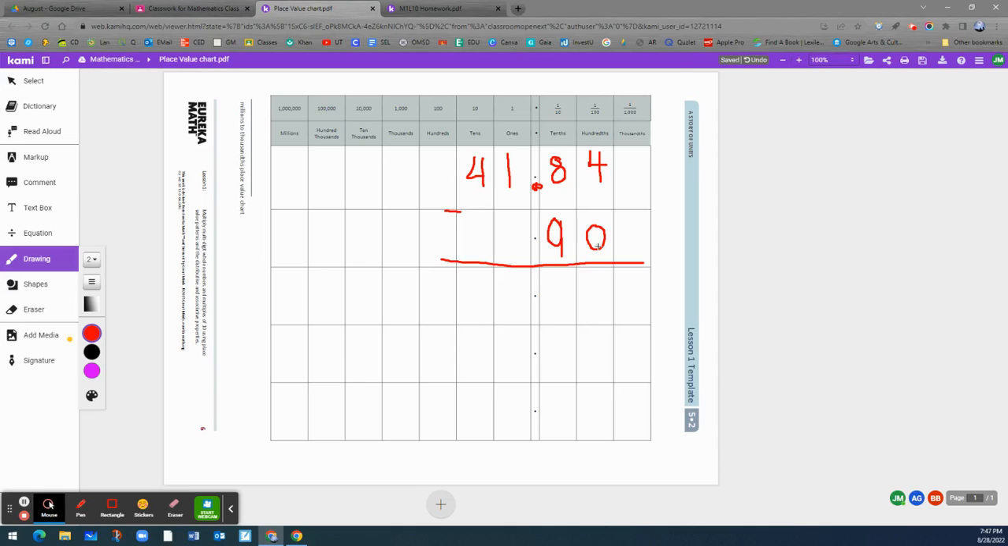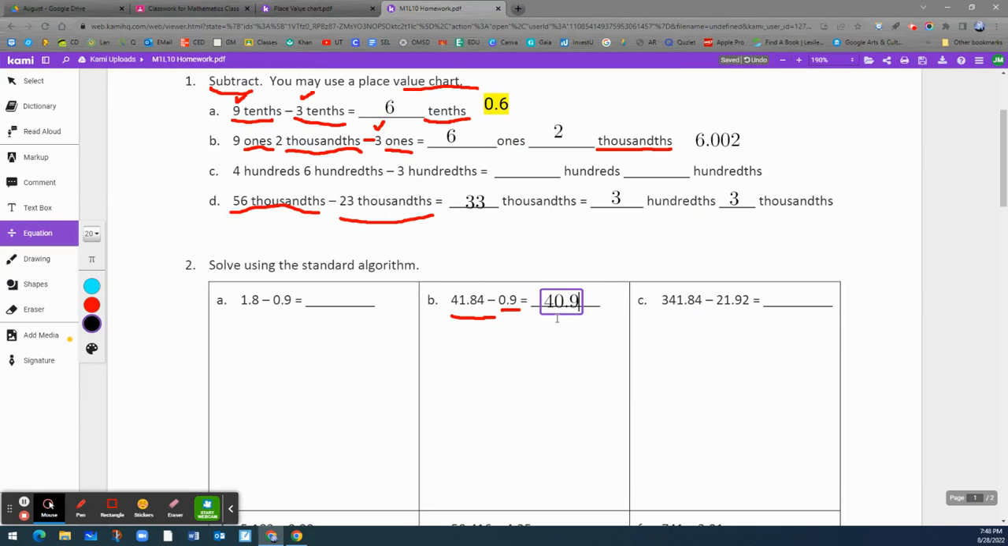Okay, can we take away 0 from 4? The answer is going to be the same. Can we take away 9 from 8? And the answer is no. We have to borrow because the number above must be bigger. So we're going to borrow from the ones. Now the ones reduce to 0, and because we borrowed a 10, this is going to be 18. So now we can do 18 minus 9, and the answer will be 9. 40 and 94 hundredths.